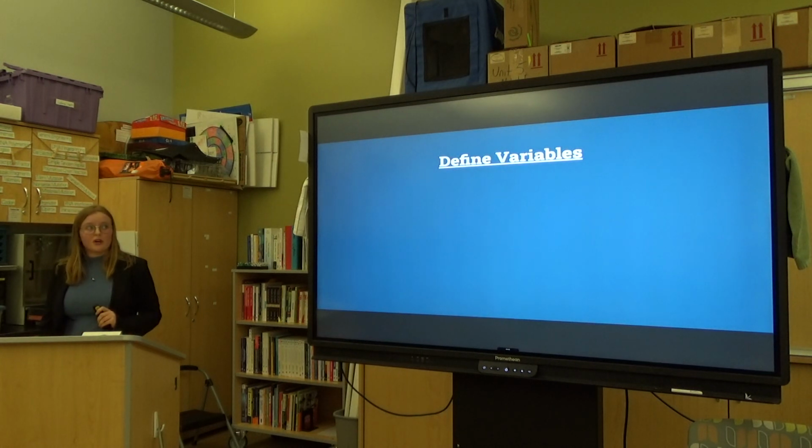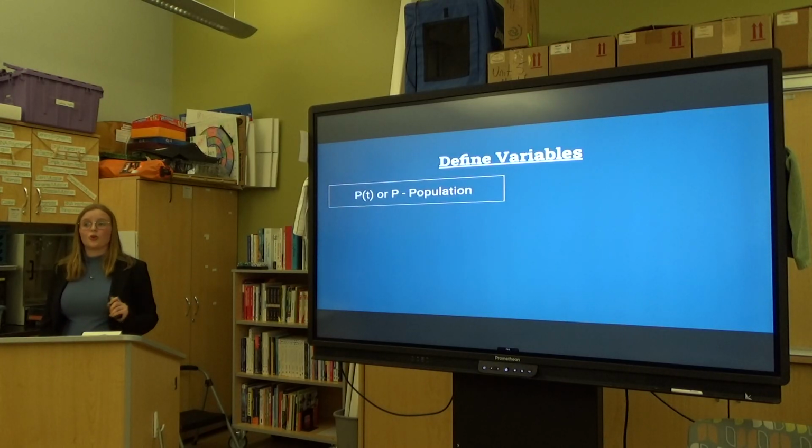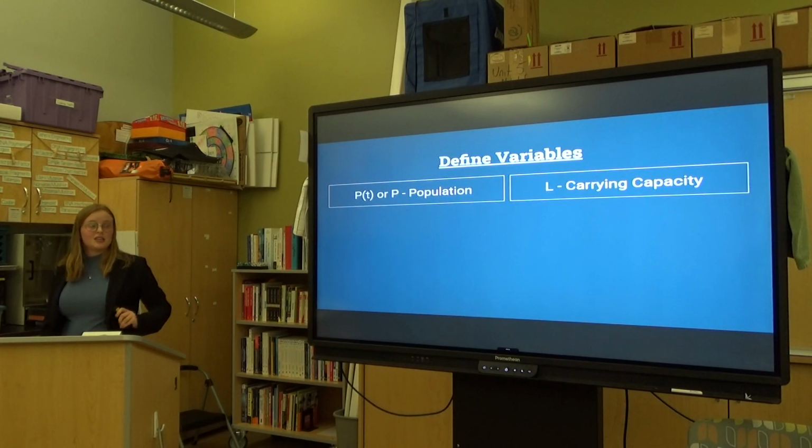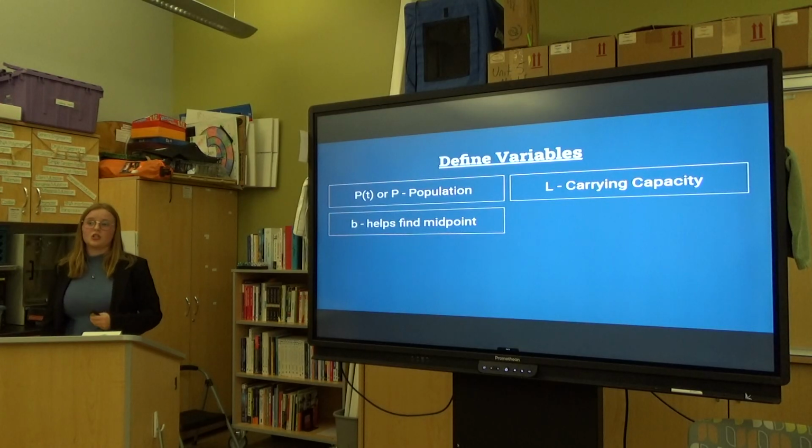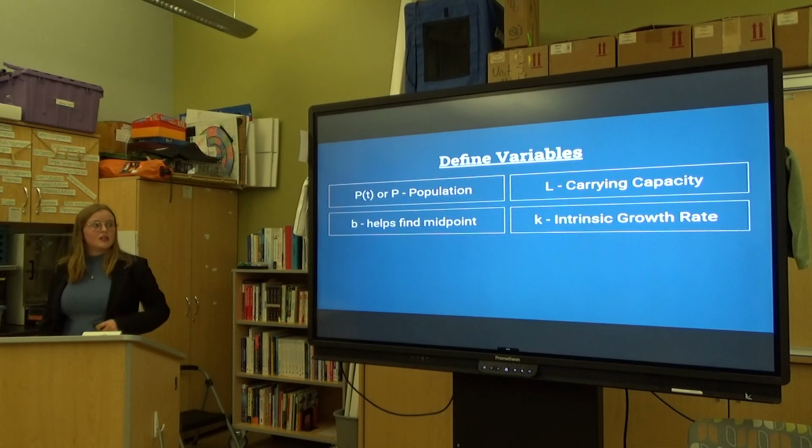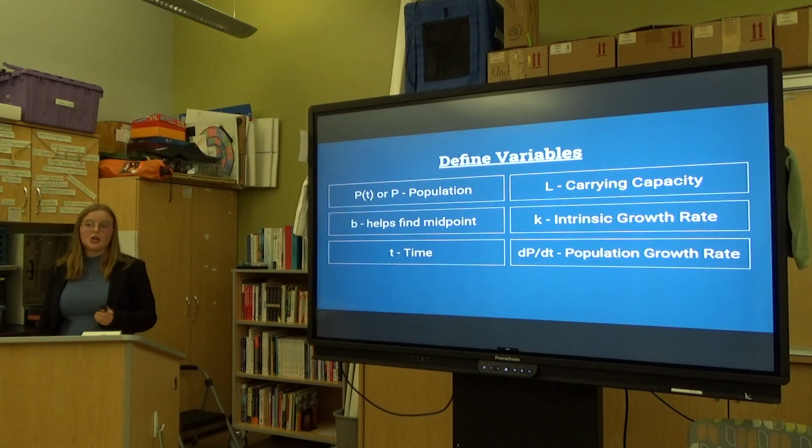So here I will define my variables that will be used in the next slide. First, you have your P of t, or your P, which is your population. Then you have your L, which is your carrying capacity. Then you have your B, which is only really used in your logistic growth formula, not your differential one, but your original. This helps you find your midpoint. Then you have your K value, which is your intrinsic growth rate. Your T, which is your time. Your dP over dt, which is your population growth rate.